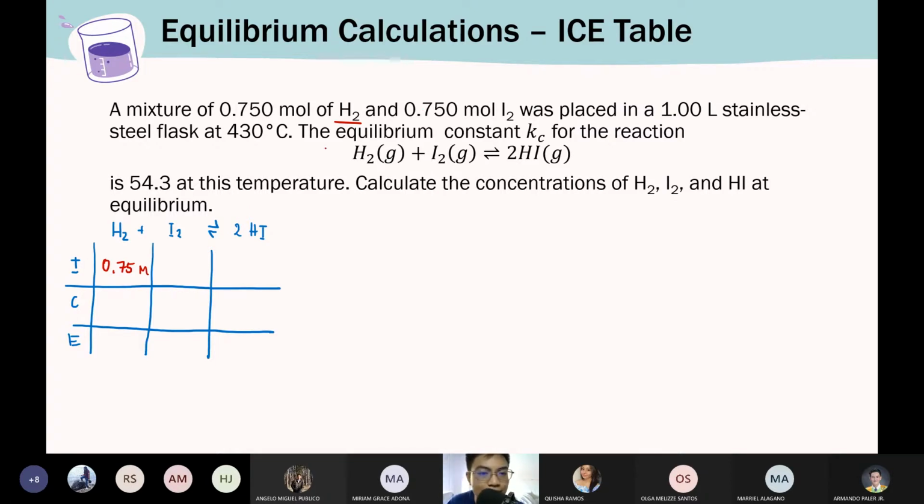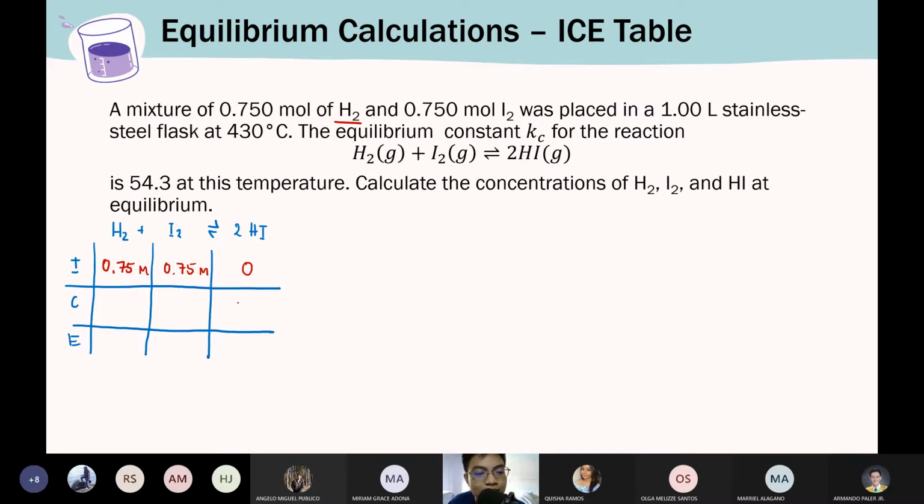Si iodine, ganun din, 0.75 molar. Okay? Again, bakit yun pa rin? Dinivide ko na siya sa 1 liter. So, naging molar na siya. And then, HI, walang sinabi sa HI, so 0 siya. So, since walang sinabi about HI, 0 siya, dun pupunta yung reaction.